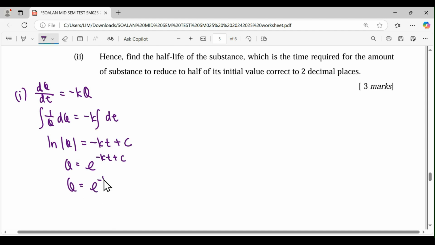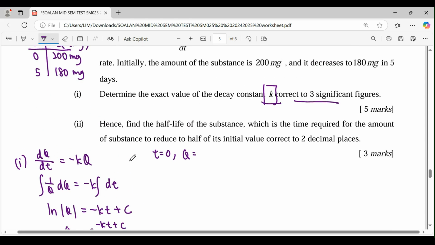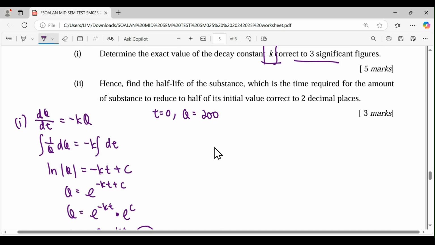And we simplify e negative kt plus c, we can times with e^c, it gives you the constant A e negative kt. So this is our general solution. We move on to the first information when t is 0. The quantity here is 200 milligram. So 200.